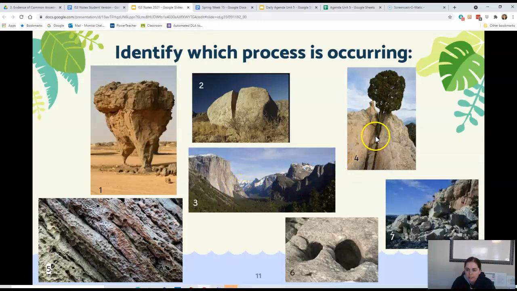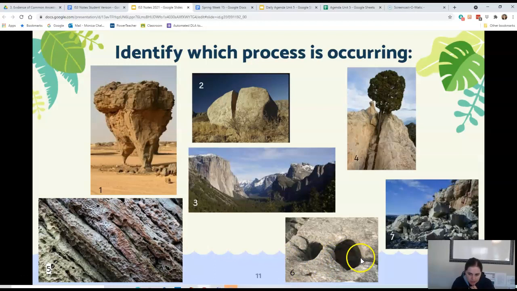Number 4, tree, inside rock. That would be biological weathering. This one looks like it's kind of been eaten away a little bit. So this probably had some acid rain, or maybe just not necessarily really strongly acidic rain, but something like that. Or it could have been exposed to some other chemical stuff. So this one is chemical weathering on that one.